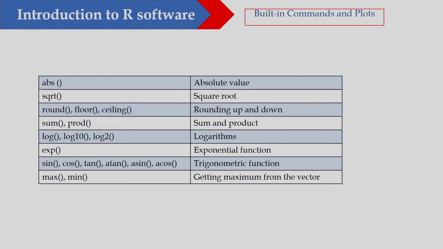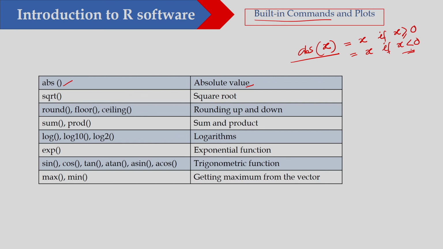Now, in R, there are some built-in commands. So, that command is abs. You can calculate the absolute values. Suppose x is a variable and I would like to calculate the absolute value of x. So, what I will do, I will write abs of x. It will give you x if x is positive. It will also give x if x is negative. It will give the positive value.